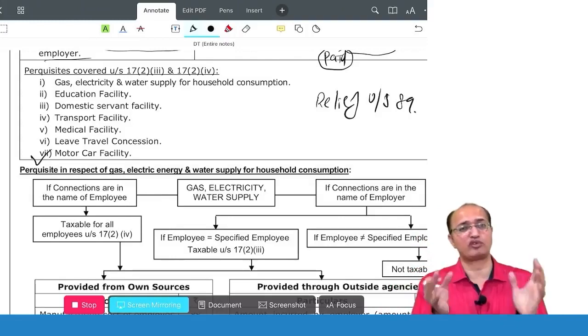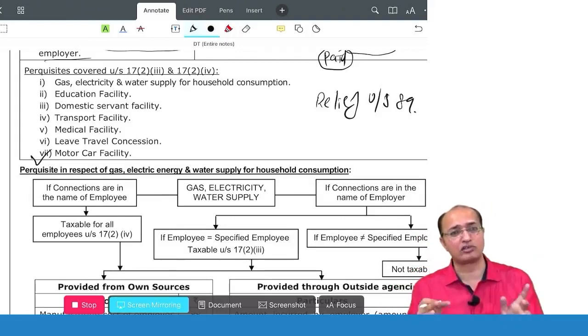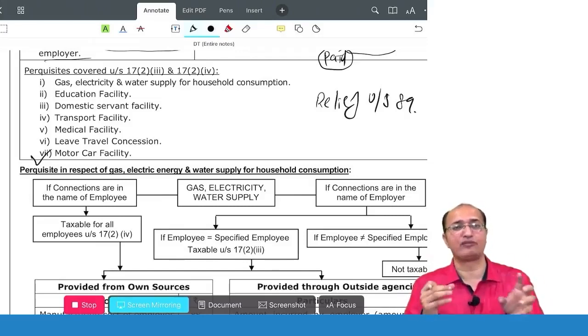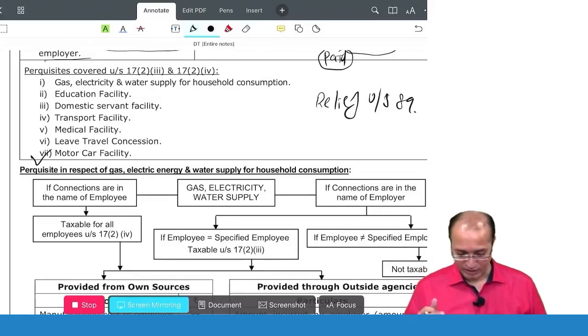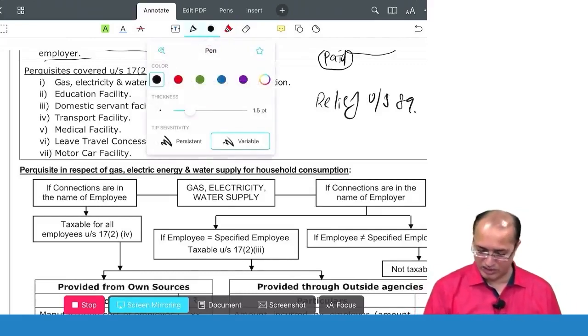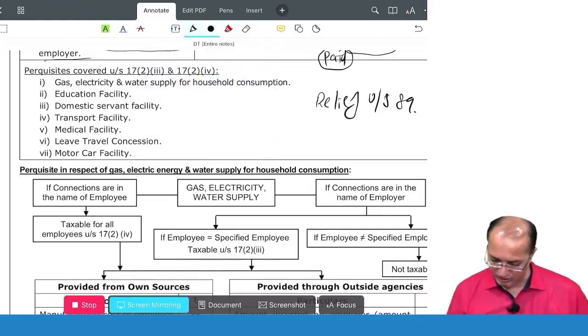I will not explain anything to you. I will make some rules for you, and based on those rules, you will give me the valuation rules. You will tell me what components should be taken for the purpose of valuation of the perquisite. So today evening we are going to discuss the most important perquisite, that is motor car facility. So please don't skip your lectures today.